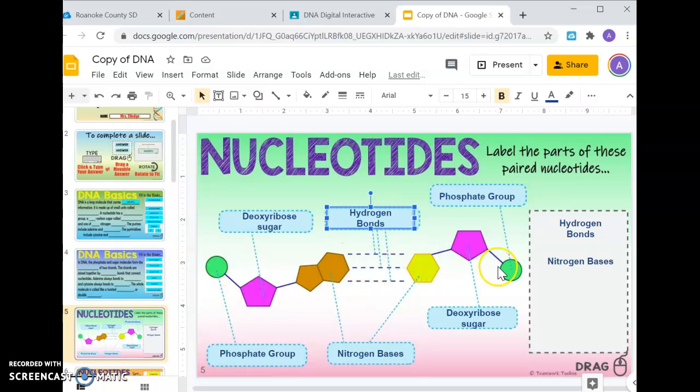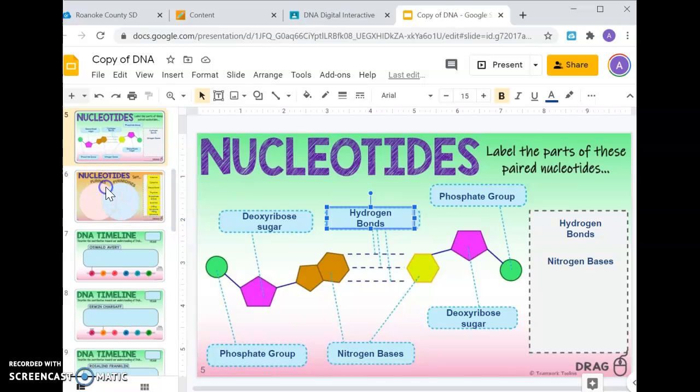And over here on the opposite side, we have 1 sugar, 1 phosphate, 1 base. That is a second nucleotide. So let's move on to the next one.